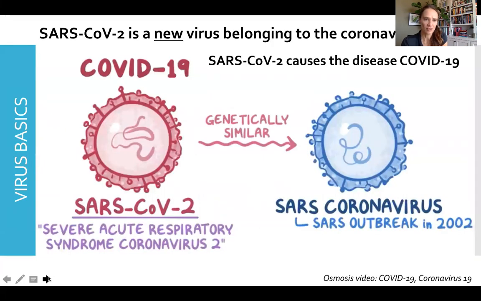So what is SARS-CoV-2? Well, it's a new virus that belongs to the coronavirus family, and it causes the disease COVID-19. So SARS-CoV-2 stands for Severe Acute Respiratory Syndrome Coronavirus 2, and it causes COVID-19, which is coronavirus infectious disease from 2019. It has this naming of SARS-CoV-2 because it's genetically similar to the SARS coronavirus that caused an outbreak in 2002.